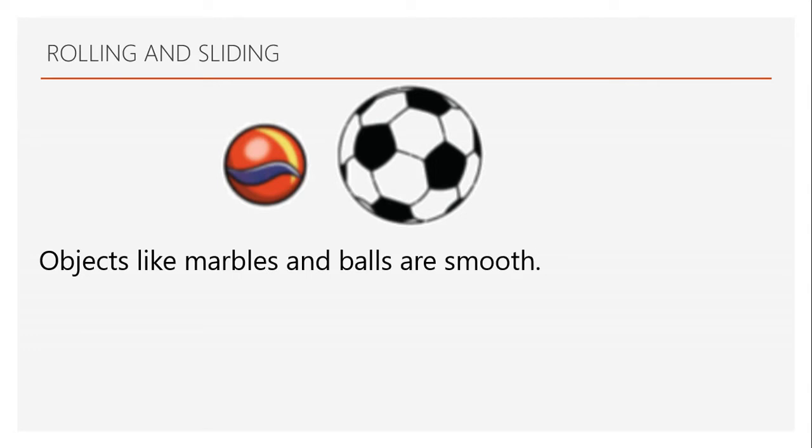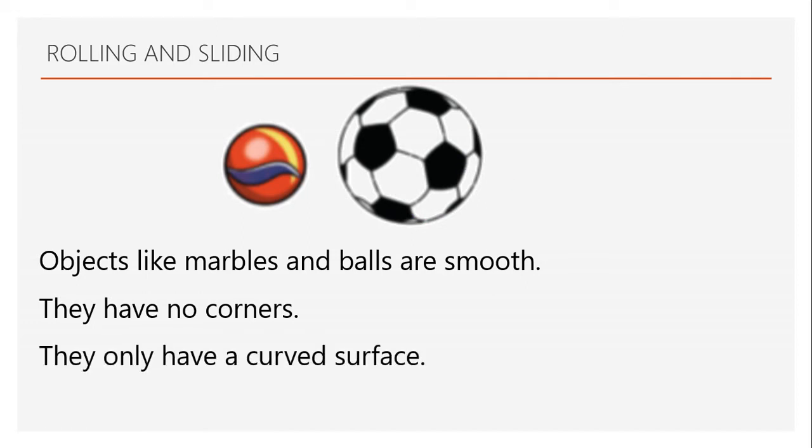Today, let us understand about two important kinds of motion in objects, that is rolling and sliding. Dear children, we see the pictures of a marble and a ball. Objects like marbles and balls are smooth. Observe here, the surfaces of such spherical objects are smooth surfaces. They have no corners. They only have a curved surface.